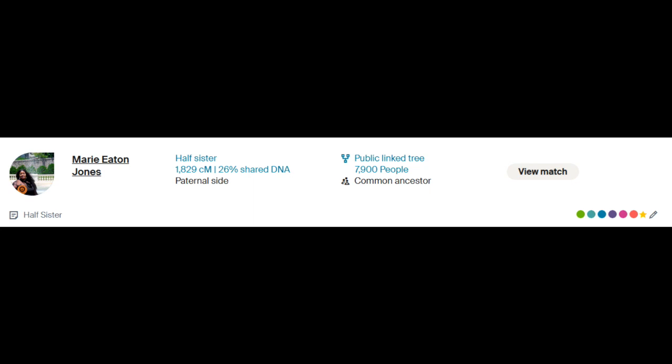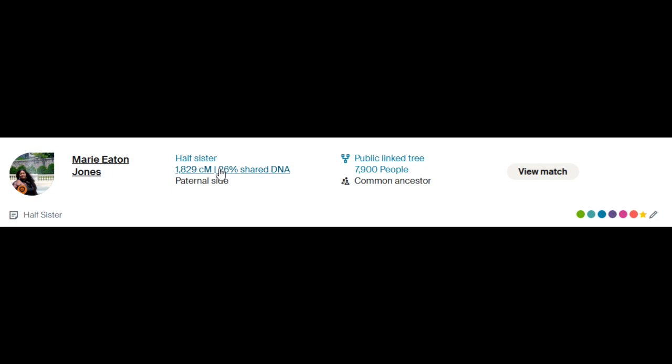So you can see that my brother and I are half siblings. We have the same dad, different moms, and we share 1,829 CMs, which again stands for centimorgans. Okay, so I wanted to show you on here how Ancestry measures theirs.